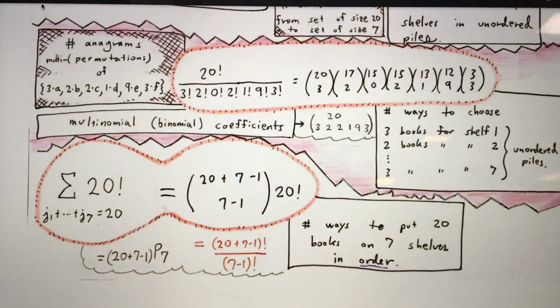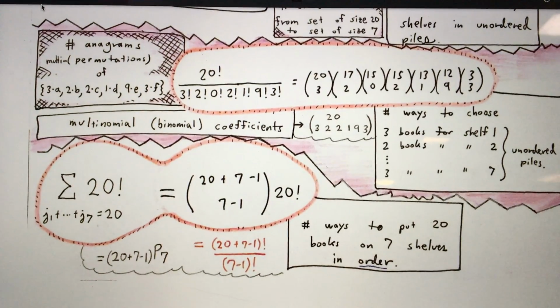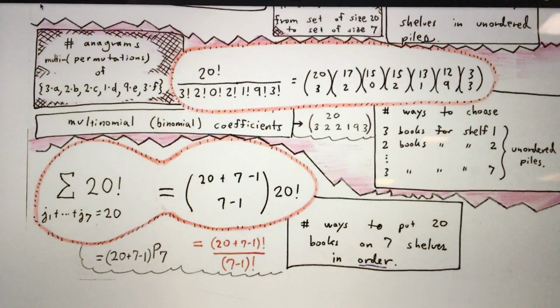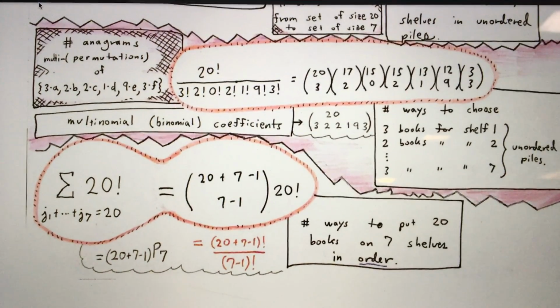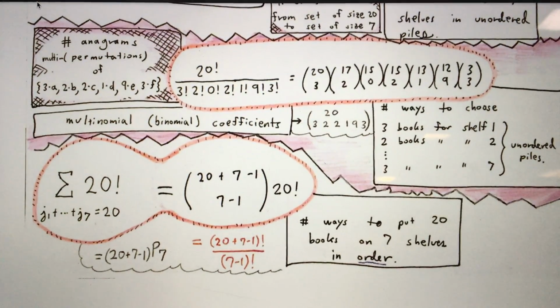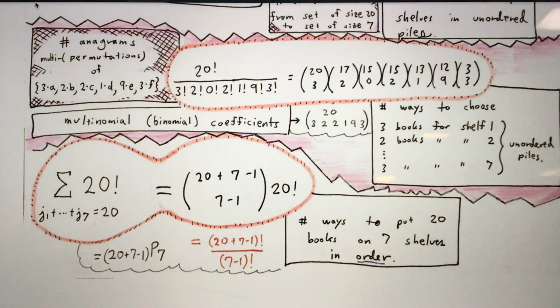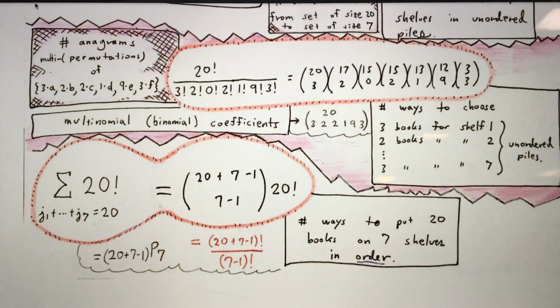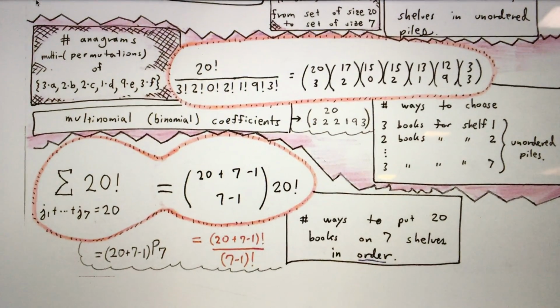Again, the summation here is a little redundant, because what it says is just add up 20 factorial a whole bunch of times. It doesn't change ever. It's just 20 factorial plus 20 factorial plus 20 factorial plus 20 factorial. But the number of times you add it is given by the number of ways of finding J1 through J7 that add up to 20. And so that's the multi-combination again.